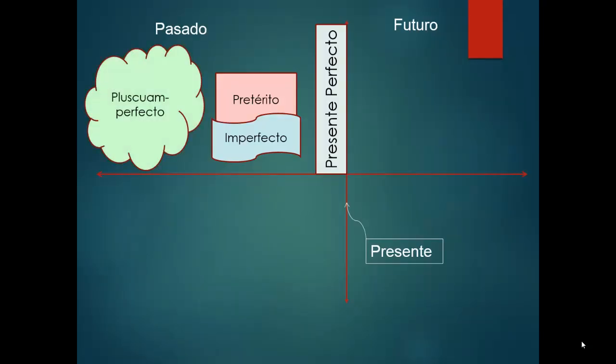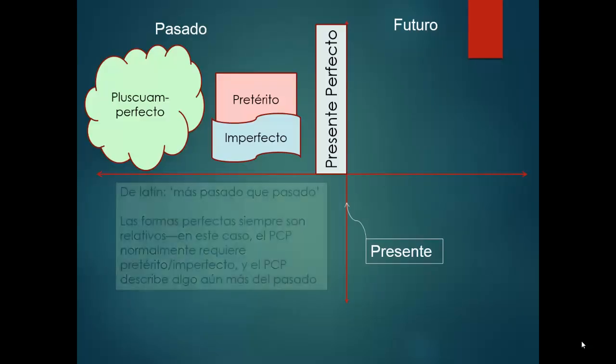Pluscuamperfecto, or pluperfect, or past perfect, it doesn't matter what you call it, has to do with something that happened even before the preterite and imperfect forms. It is a form we use to set up or describe an action that happened even before another one, and it is all in the past tense.